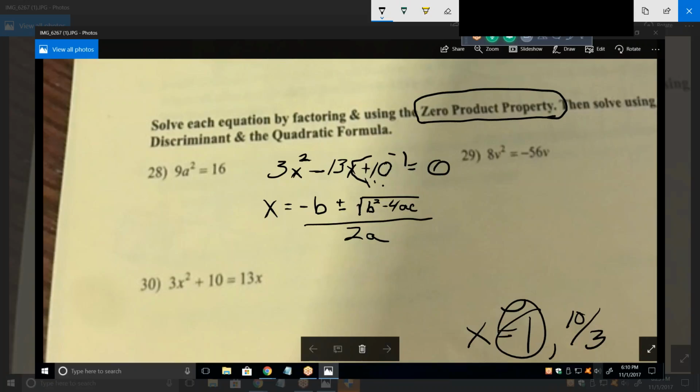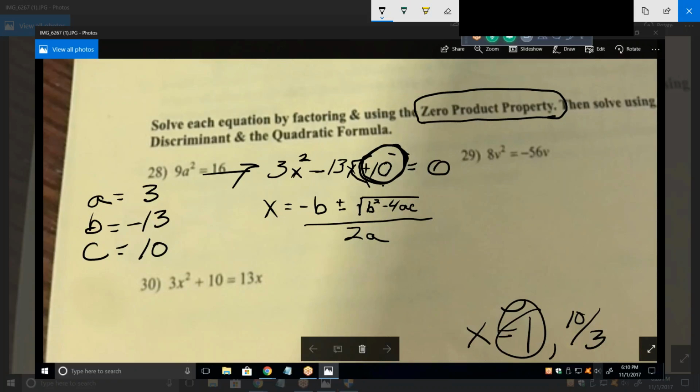Okay, so what's A, B, and C? Here's our function, or our equation. Just tell me what A, B, and C are. Don't plug it in yet. I want to make sure you know what A, B, and C are from the function. A is 3. A is the coefficient of the x squared term. B is the coefficient of the x term. What is B? -13. And what is C? 10. C is the constant, the coefficient of the term that doesn't have an x. So C is the number.